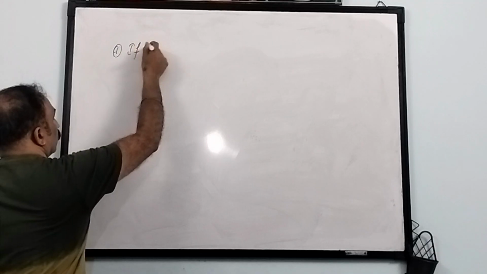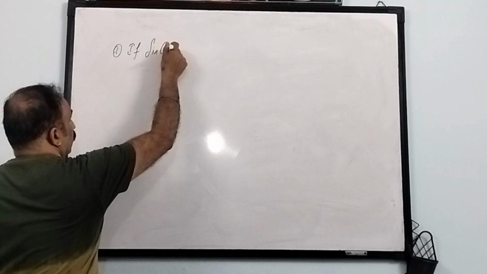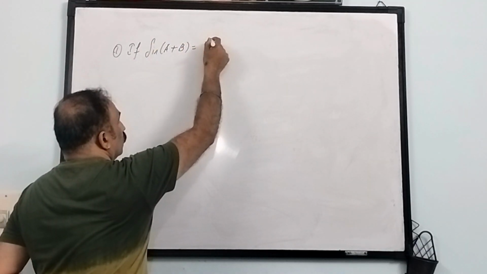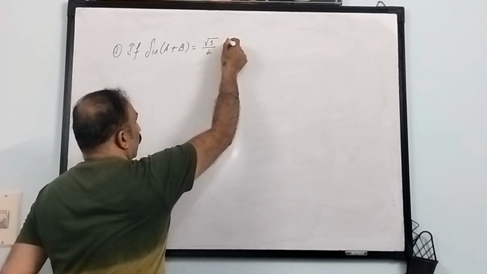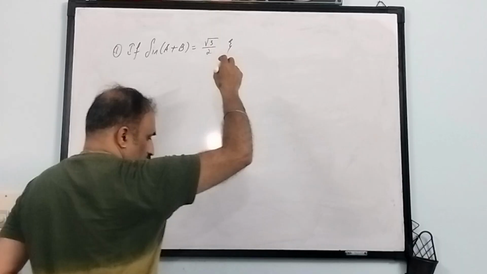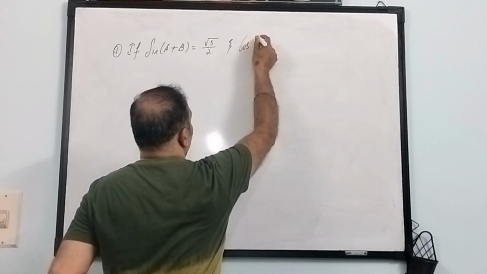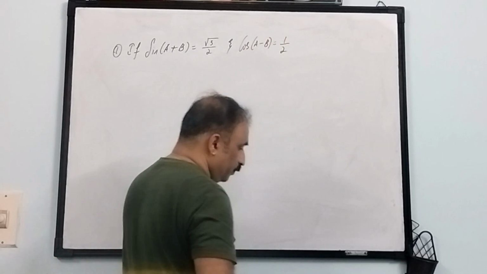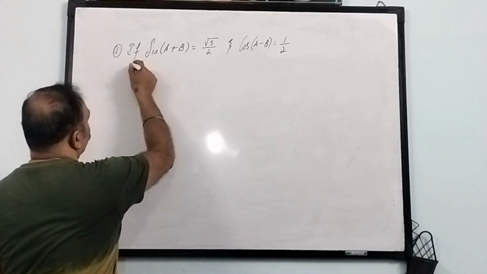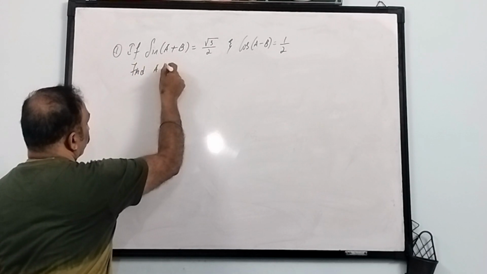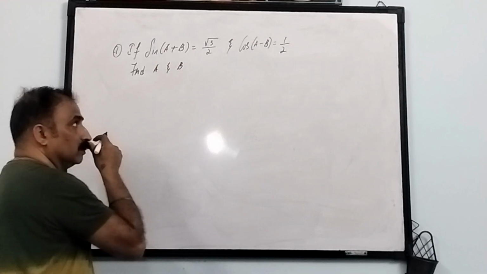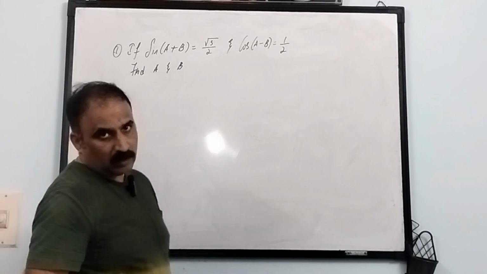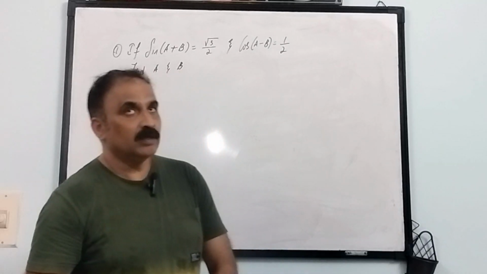So if sine of a plus b is equal to root 3 by 2 and cos of a minus b equals 1 by 2, you have to find a and b. Angles a and b you have to find out. Now as you know, a and b will always be acute angles which you find out here.